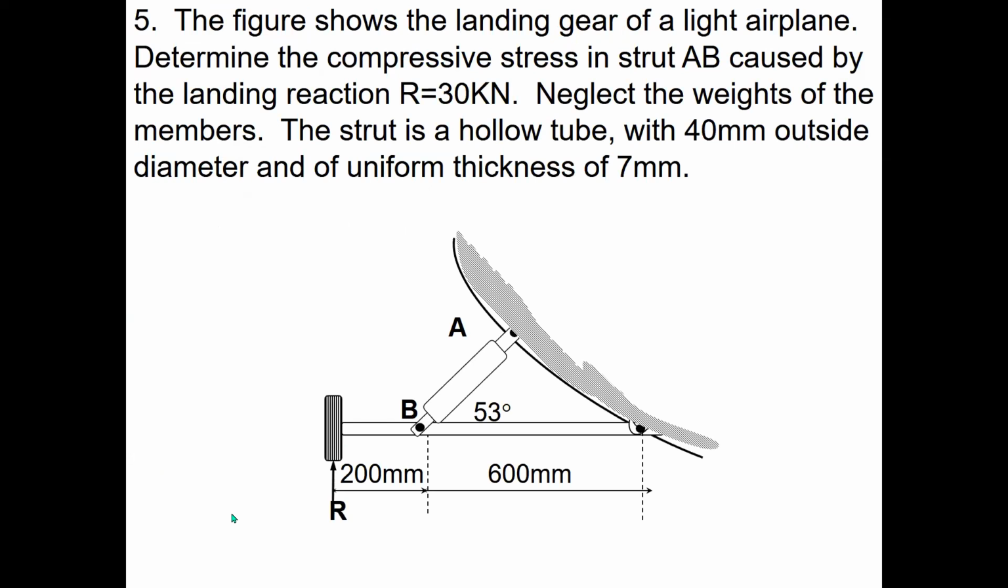Kababa naman tayo magsimula. Will you read the problem? The figure shows the landing gear of a light airplane. Determine the compressive stress in strut AB caused by the landing reaction. R is equal to 30 kilonewtons. Neglect the weights of the members. The strut is a hollow tube with 40 millimeter outside diameter and of uniform thickness of 7 millimeters. Okay, thank you for reading it nicely.